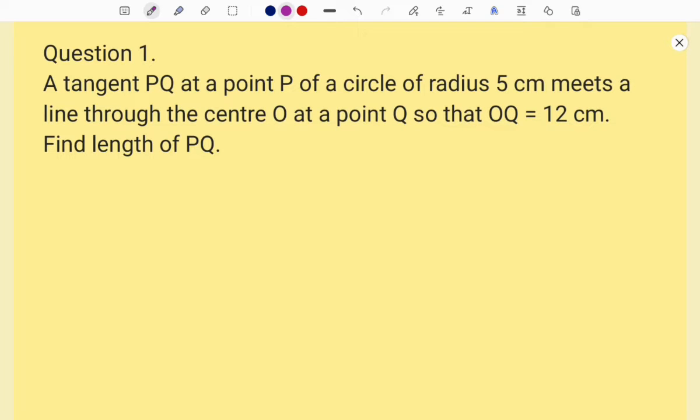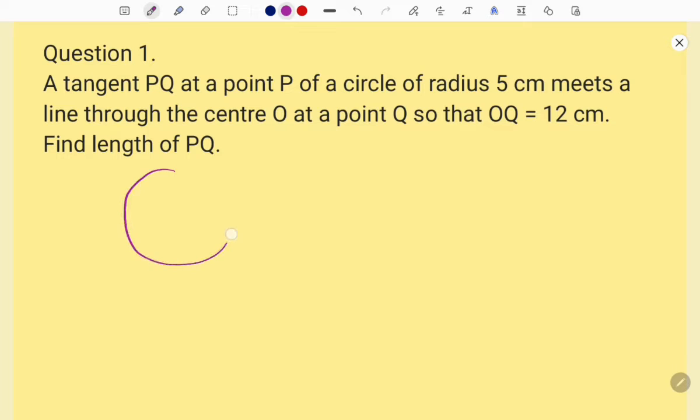Now see question number 1. A tangent PQ at a point P of a circle of radius 5 centimeters meets a line through the center O at a point Q, so that OQ is equal to 12 centimeters. Find the length of PQ. So from the question, the tangent is PQ at P.